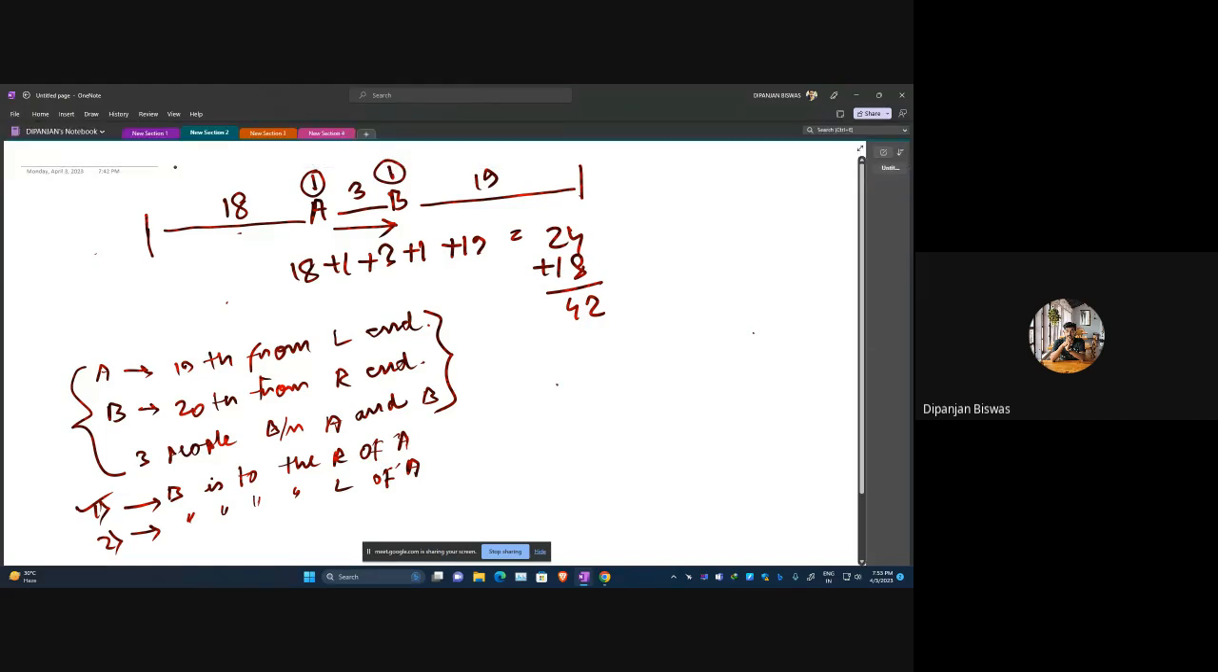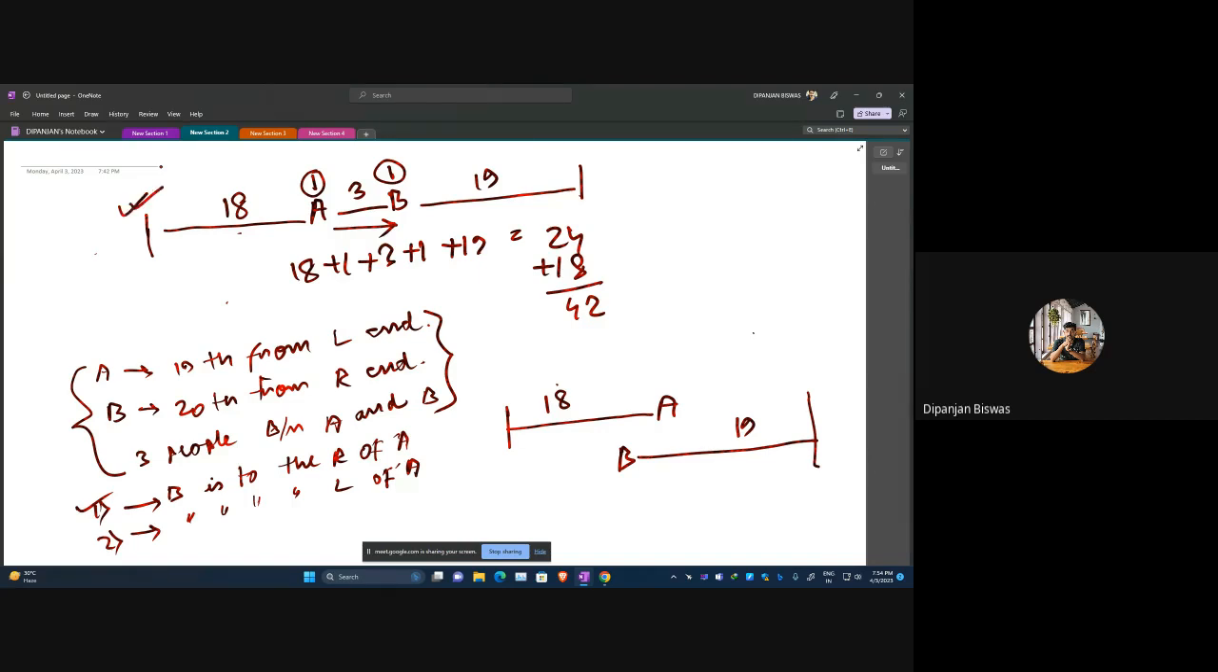Again, in question number 2, we are given that B is to the left of A. Suppose you draw the diagram again like this. 18 people is sitting to the left of A, and here is A. Also, 19 people are to the right of B, like this. Okay, here are 19 people, and here is B. Why did I draw the diagram like this? Because it is said that B is to the left of A. Have you drawn the diagram like this? You are getting that B is to the right of A, but here we have been said that B is to the left of A. So B is to the left of A.